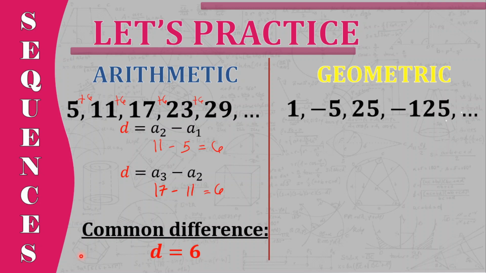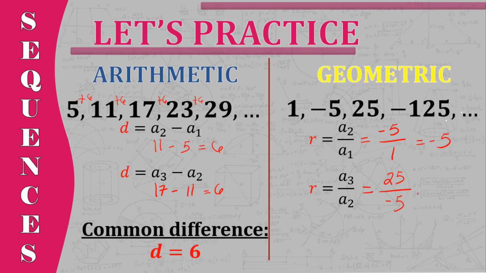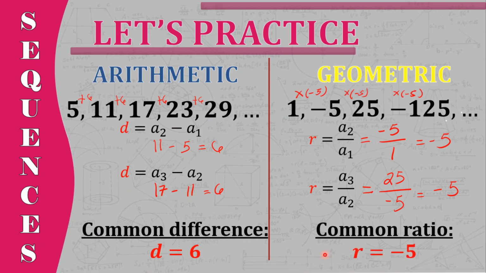Now, let's solve the common ratio using the formula a sub 2 over a sub 1. A sub 2 is negative 5, and a sub 1 is 1. Negative 5 over 1 is negative 5. Now, to check the consistency of the common ratio, let's use a sub 3 over a sub 2. A sub 3 is 25 and a sub 2 is negative 5. 25 over negative 5 is negative 5. And as you can see in this sequence, in order to get the next term, you need to multiply negative 5 to the preceding term. Therefore, the common ratio is negative 5.